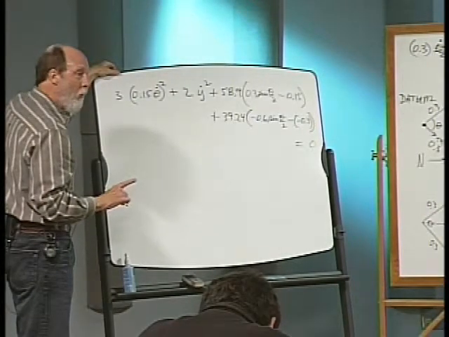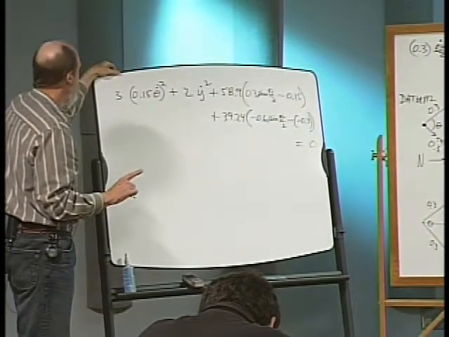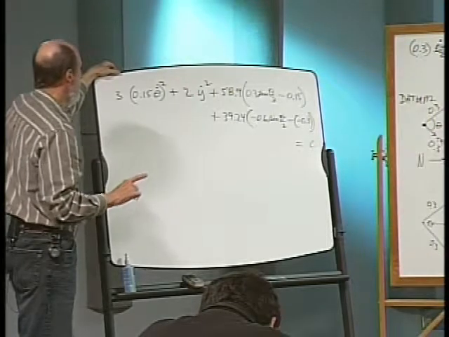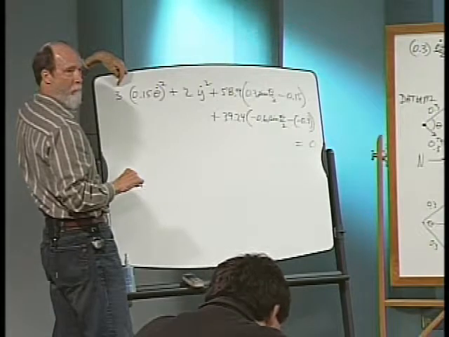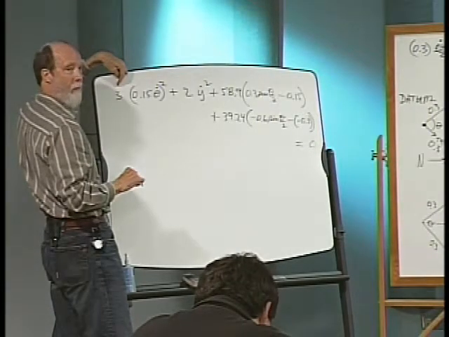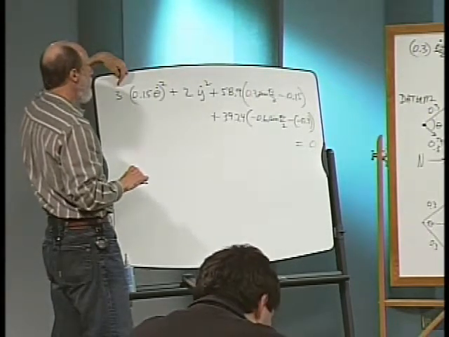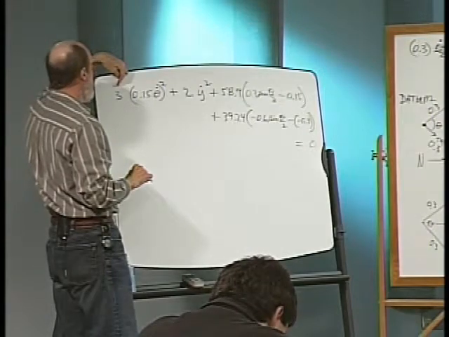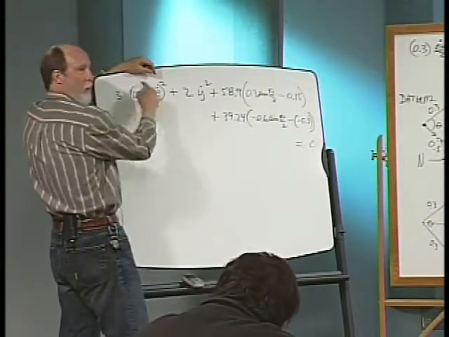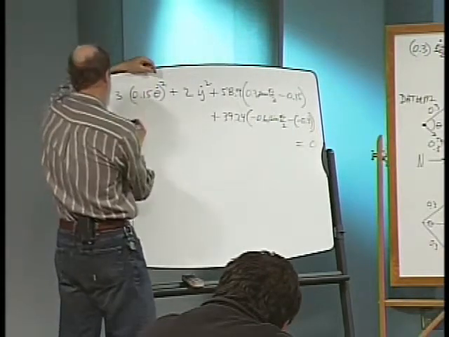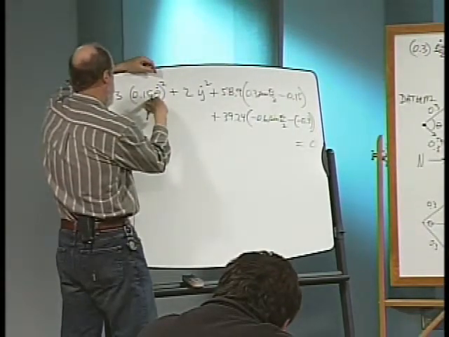Now, we're looking for the speed of this mass at the top. At the top. This is its speed inside this parentheses, isn't it? Okay. So that's what we're looking for.